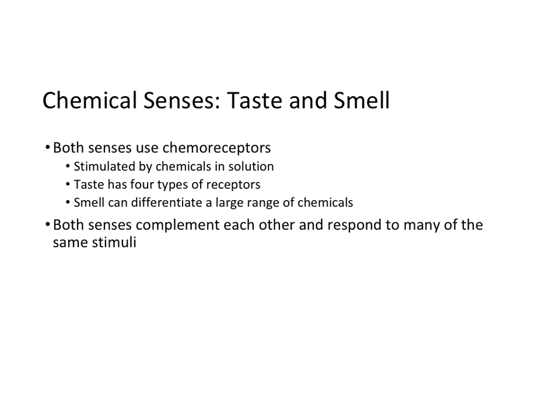To sum it all up, taste and smell are quite similar. They both use chemoreceptors, the chemical receptors, in order for you to smell something or taste something. So they're stimulated by chemicals in a solution. Taste has four types of receptors, and smell can differentiate over a large range of chemicals. That's why you have a fairly sensitive sense of smell, though not as sensitive as something like a dog, which relies a lot more on its sense of smell.